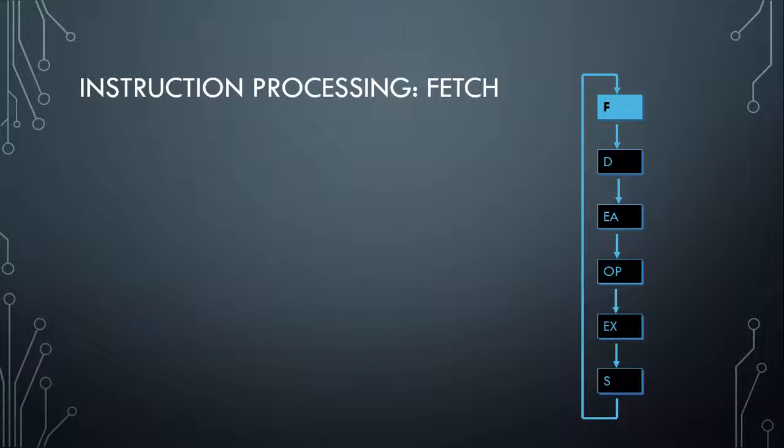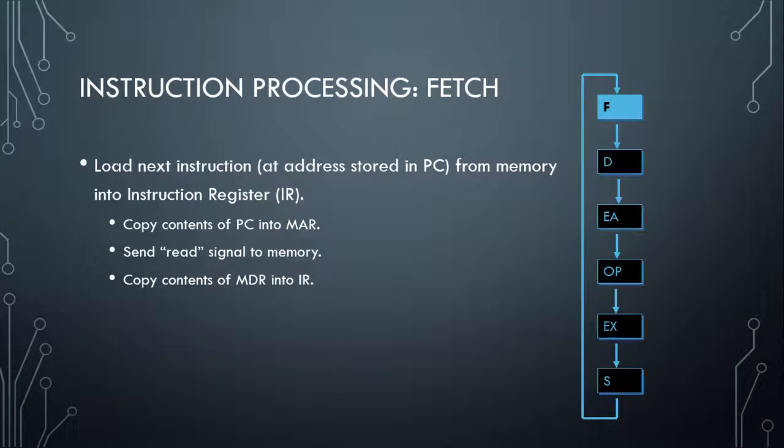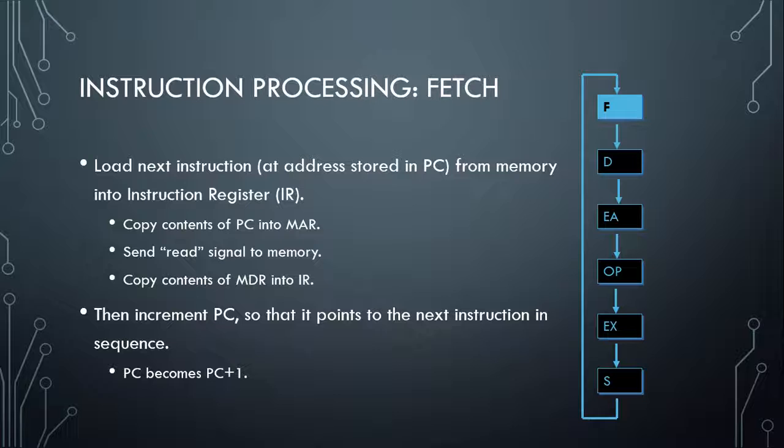Now, let's talk a little bit more about instruction processing. It follows this flowchart here. So we're starting first with fetch. What this does is load the next instruction, at the address stored in the PC, from memory into the instruction register, or the IR. It does that by copying the contents of the PC into the MAR, which then sends a read signal to memory, and it copies the contents of the MDR into the IR. Then increment the PC so it points to the next instruction in the sequence, so PC becomes PC plus 1.